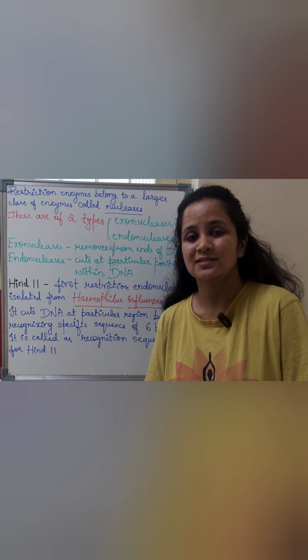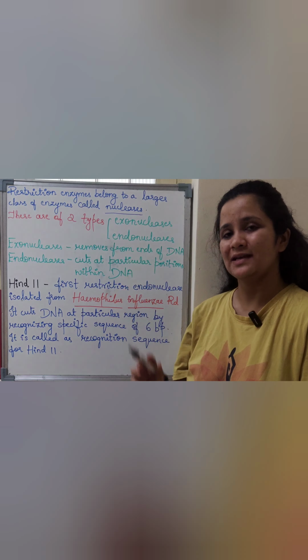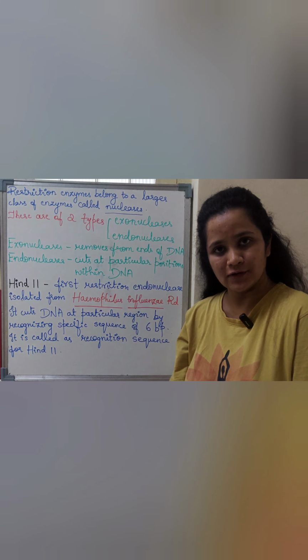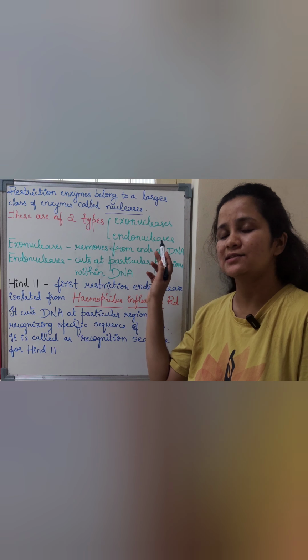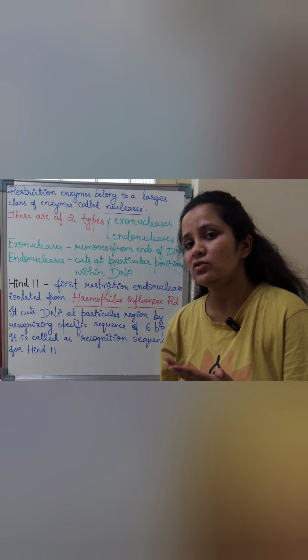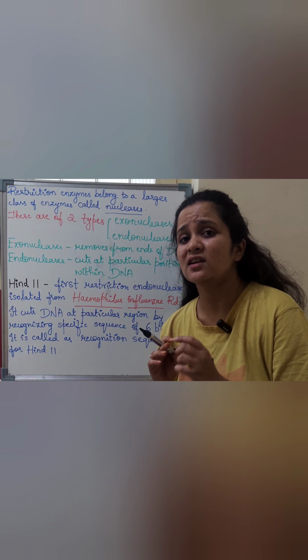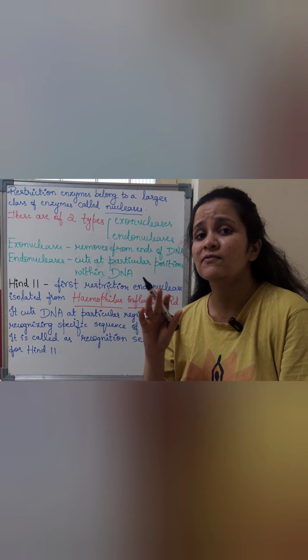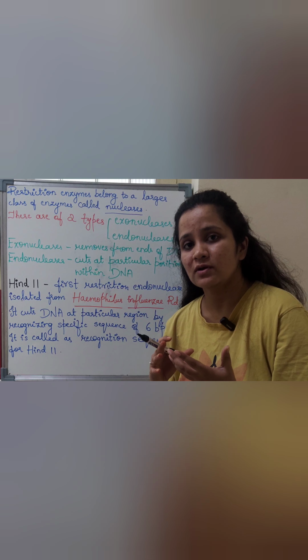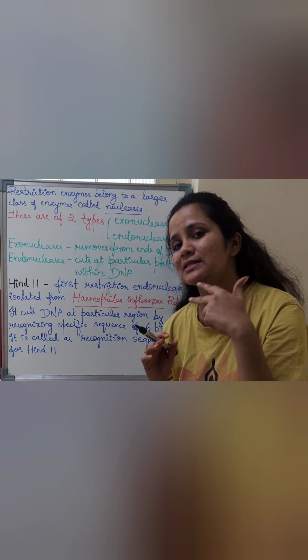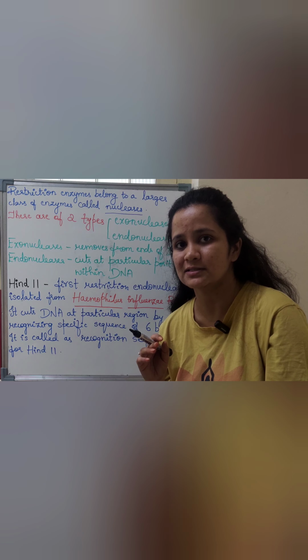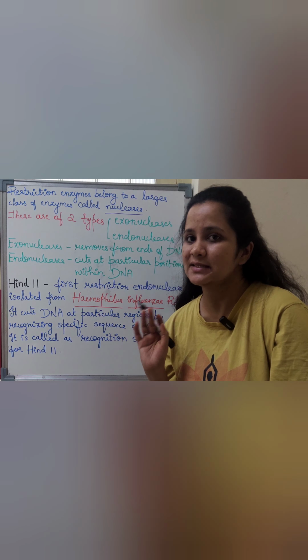These restriction enzymes, which help in cutting the DNA at specific locations, belong to a class of enzymes called nucleases. There are two types of nucleases we have: restriction exonucleases and restriction endonucleases. Exonucleases, exo means outside, start to cut the DNA from the ends. Whereas endonucleases will recognize specific points inside the DNA and start cutting the DNA at those locations. Exo means outside, endo means inside.